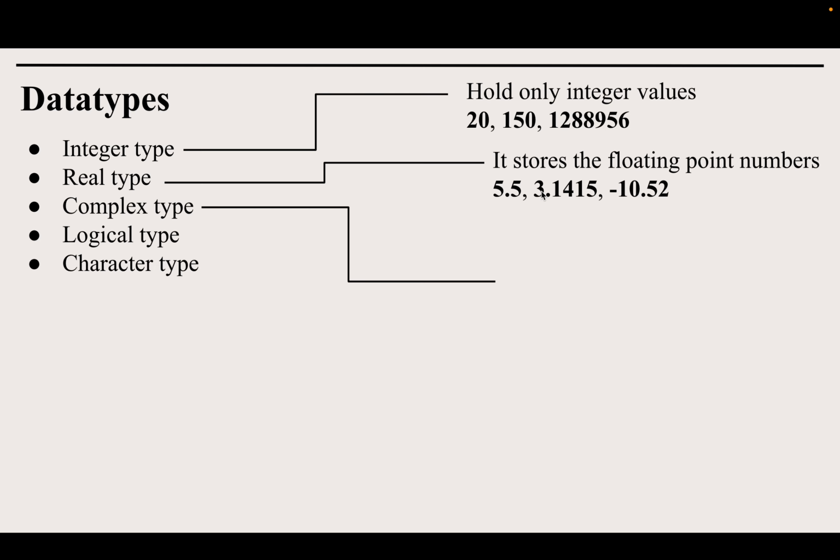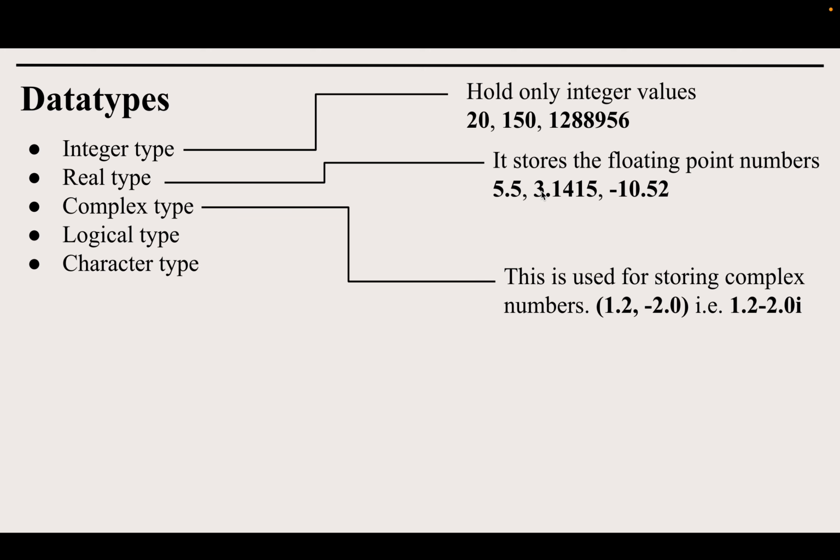And next is complex type. A complex number is usually represented as a plus ib, where a is the real part, i is the imaginary unit, and b is the imaginary part. So here if someone writes the number as 1.2 and minus 2.0 in brackets, the system will understand this as a complex number, and that number is 1.2 minus 2.0i. This way we can define a complex number.